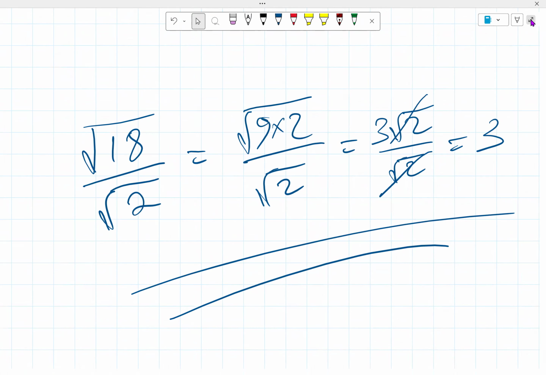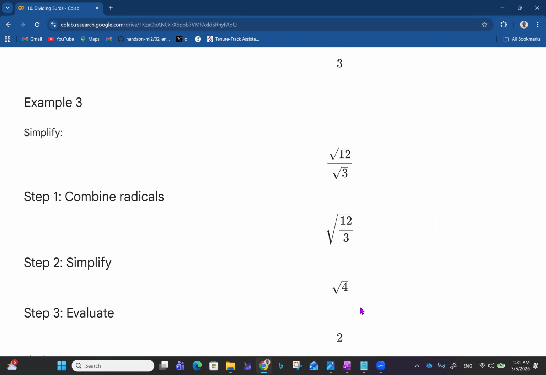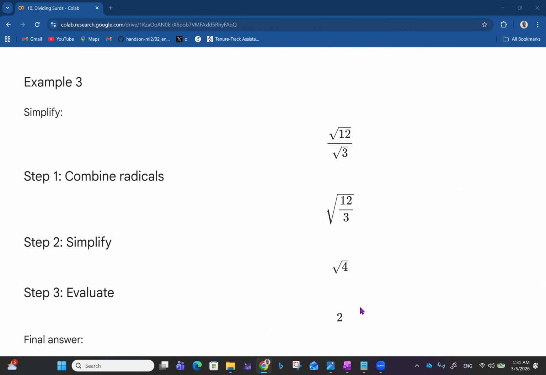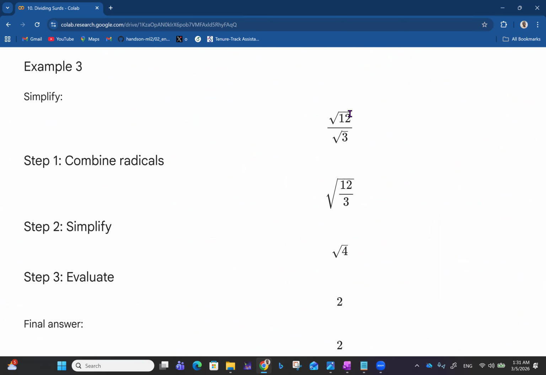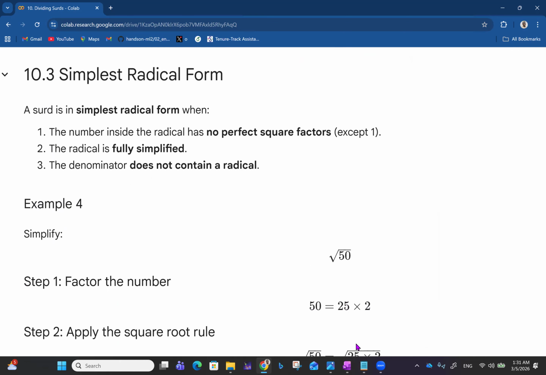So there are several ways of doing some of these things sometimes. Now imagine this: you want to simplify square root of 12 over square root of 3. You could do the same thing as before: this is simply 2 root 3 over root 3, root 3 cancels, and you just have 2. Or you can combine it: square root of 12 over 3, that's square root of 4, because 12 over 3 is 4, and square root of 4 is 2. Then we talk about the idea of simplest radical form.